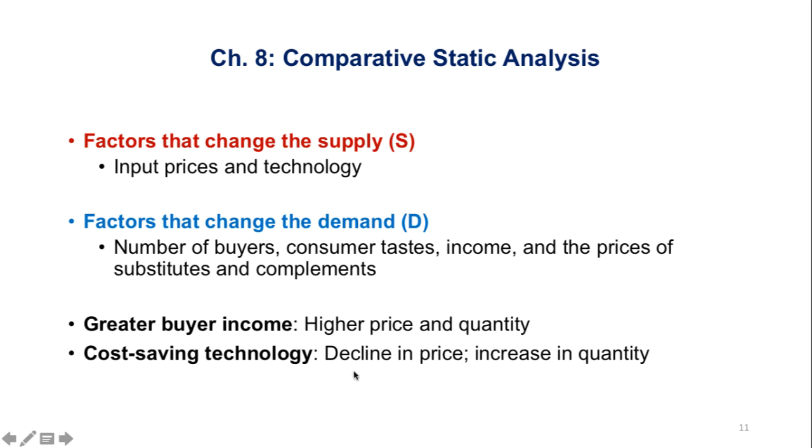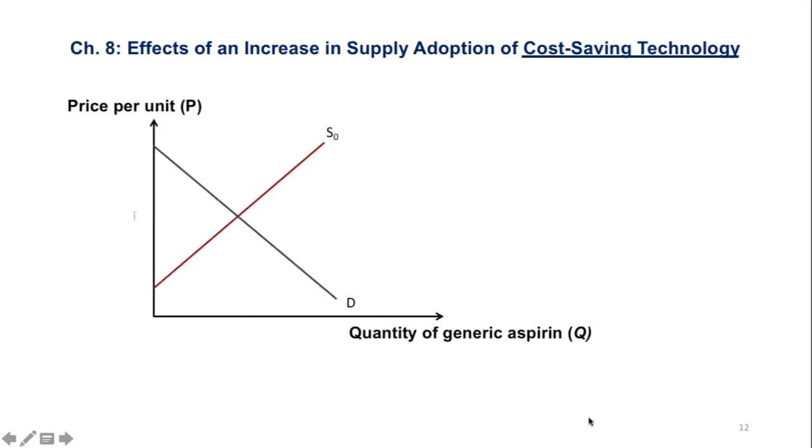Now, basically the greater number of buyers and the greater buyers' income increase the price and quantity. So when we have higher income in our society, this shifts the demand to the right, and that ends up with a higher price and higher quantity. And cost-saving technology shifts the supply to the right, and the rightward shift of the supply declines the price and increases the quantity. So this would be easier to see by looking at the graph.